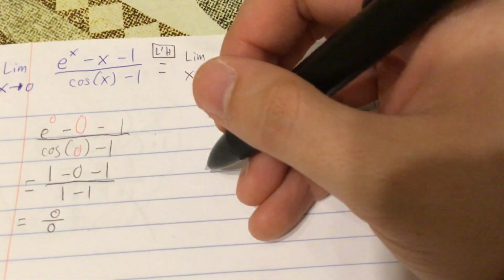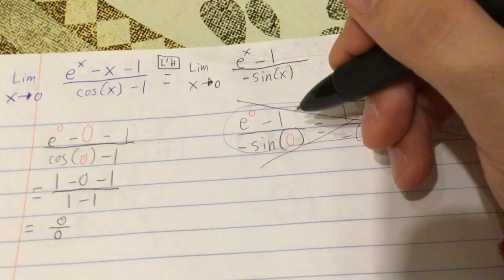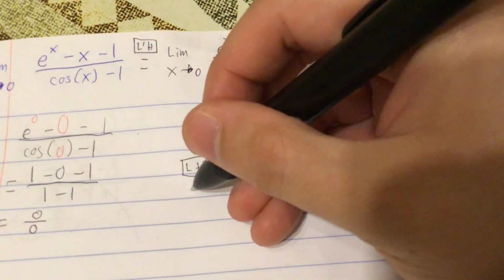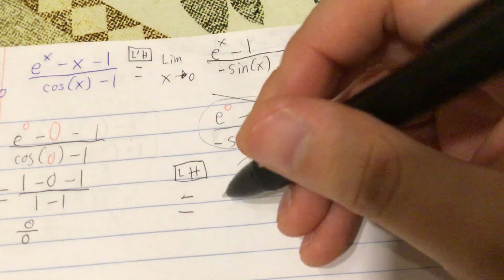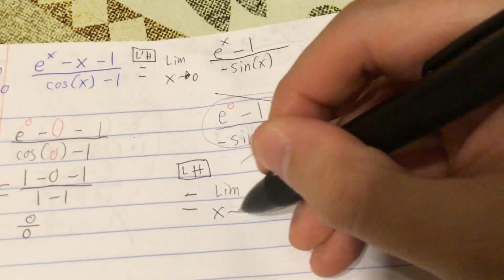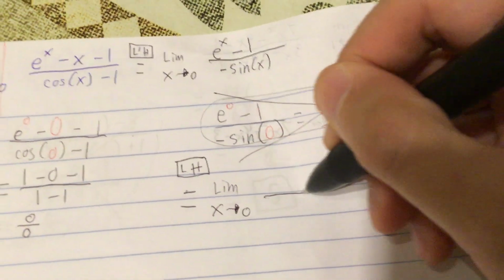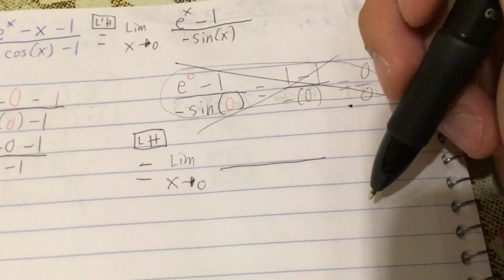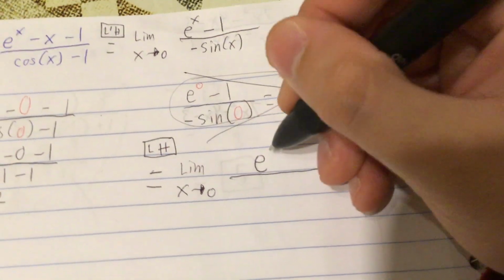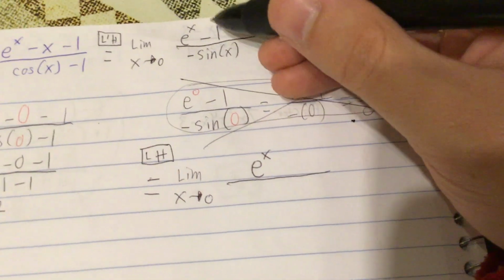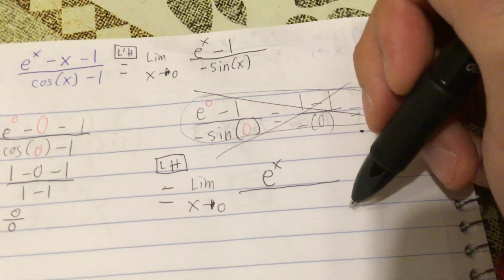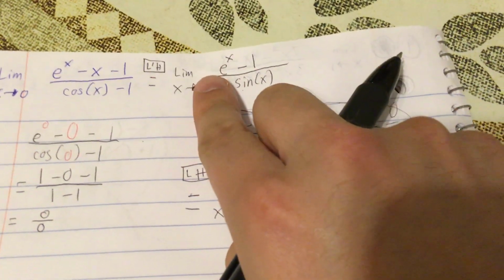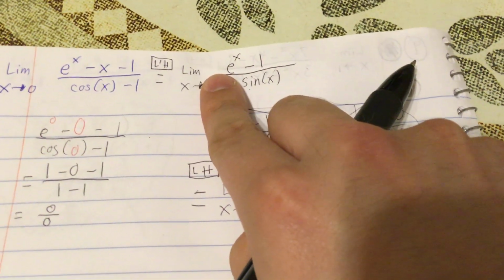So what do you think I need to do? I need to do L'Hopital's rule again. L'Hopital. The ultimate cheat code. So I'm going to do the limit as x approaches 0 for the top. The derivative of e to the x. What's the derivative of e to the x? E to the x. What's the derivative of negative 1? 0. Now, just cover that up really quick. Just put a negative in front. What's the derivative of sine of x?